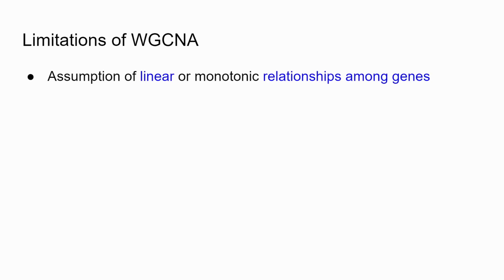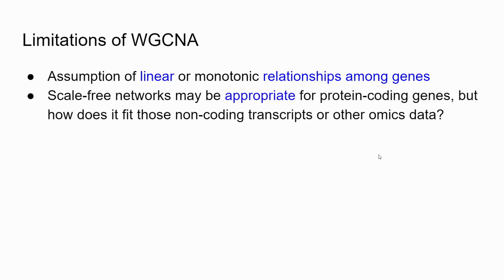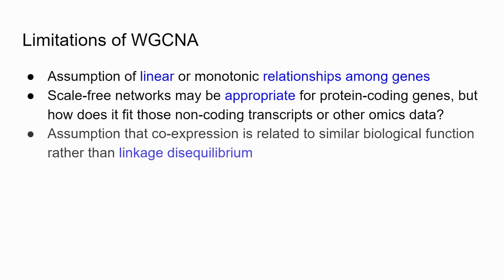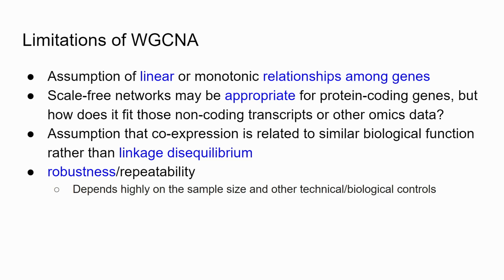Before we come to the end of the introduction, we should be aware that WGCNA has its limitations. WGCNA can only assume linear or monotonic relationships among genes. Scale-free networks may be suitable for protein-coding genes, but since we know very little of the rest of the DNA, how does it fit non-coding transcripts or other omic data? Also, WGCNA makes a hypothesis that assumes co-expression of genes, kind of ignoring the possibility of linkage disequilibrium. Robustness or repeatability is highly dependent on the sample size and quality of the data.